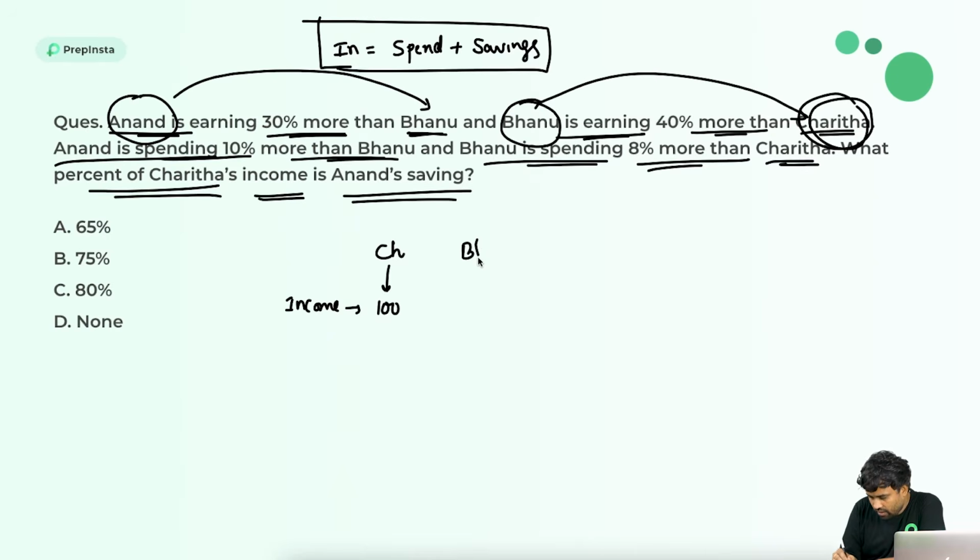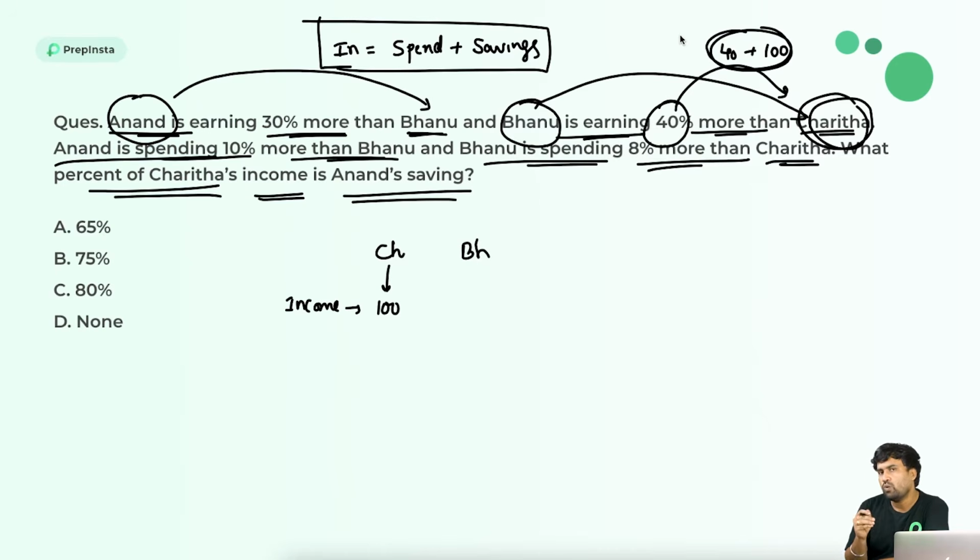And Banu's income will be how much? 40% more means along with 100 rupees, extra 40% of 100 is 40 rupees. So an extra 40 rupees is earned by Banu, right? So simply Banu's salary will be 140 rupees according to the statement. You can assume 100 or 1000 or whatever number you like as Charita's salary. It doesn't matter. Percentage always remains constant at the end, right?